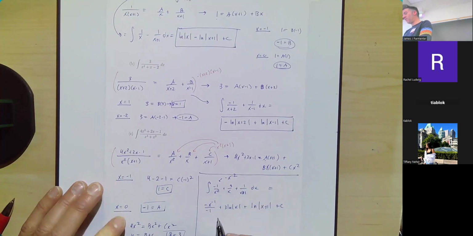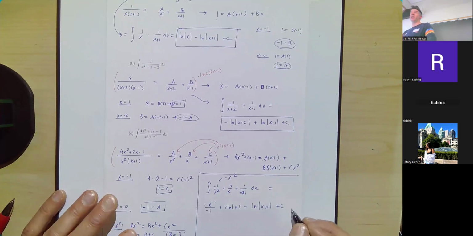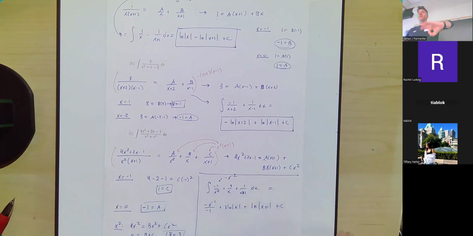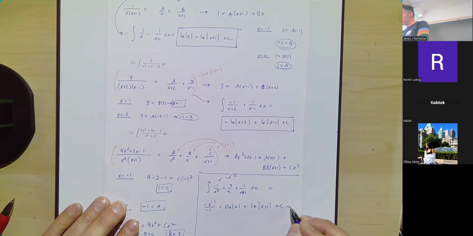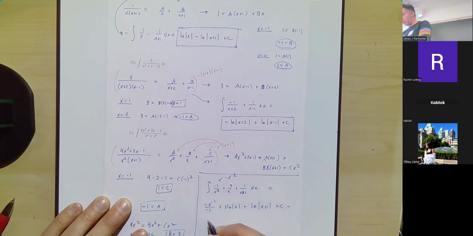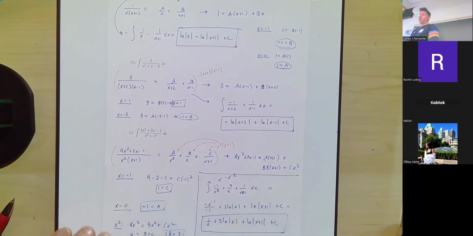We do have to rewrite this because we said no negative powers, which is hard for me to remember, I'll be honest. I would rewrite this as +1 over x plus 3 times the natural log of the absolute value of x plus the natural log of the absolute value of x plus 1. Cool.